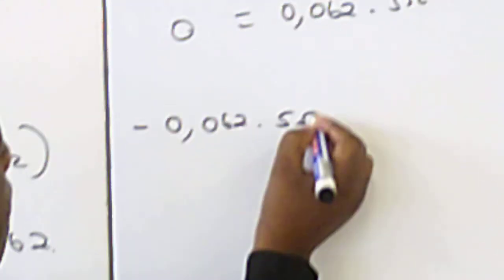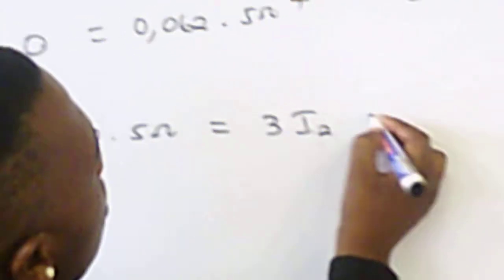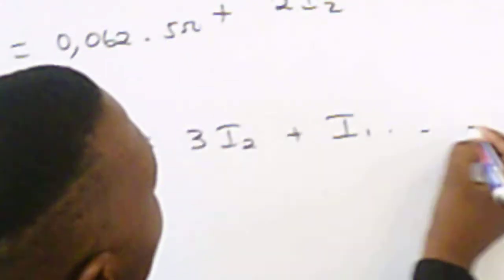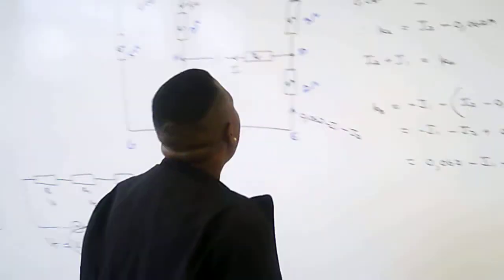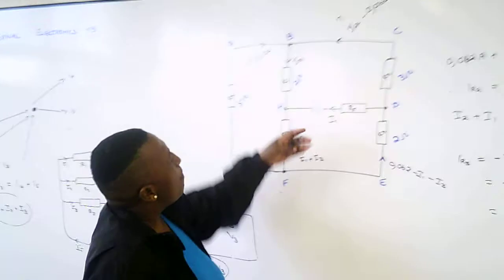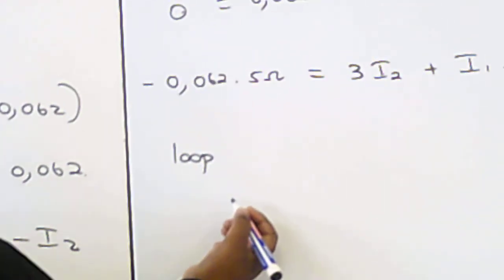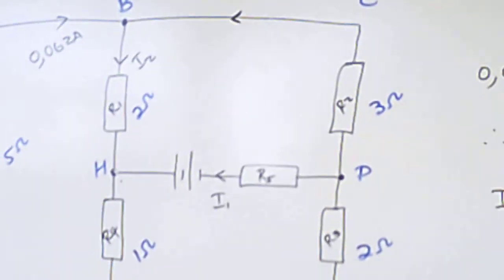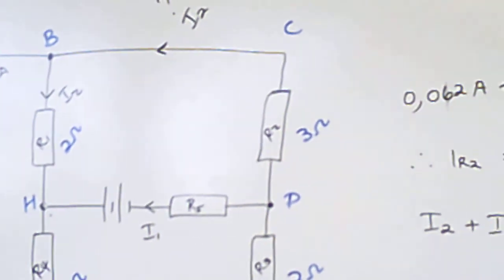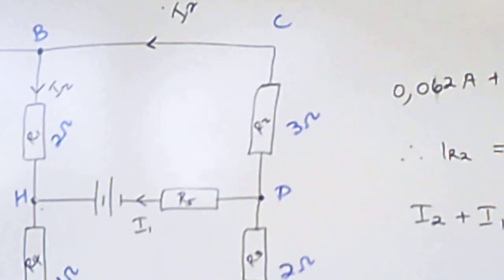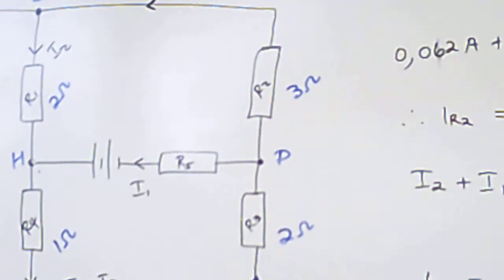0.062 times 5 ohms is equal to 2 plus 1 is 3 I2 plus 1 I1. So this we call equation 1. We are finished with that. Now selecting another loop, let's take this half. So another loop, we can take loop B, C, D, H, B.